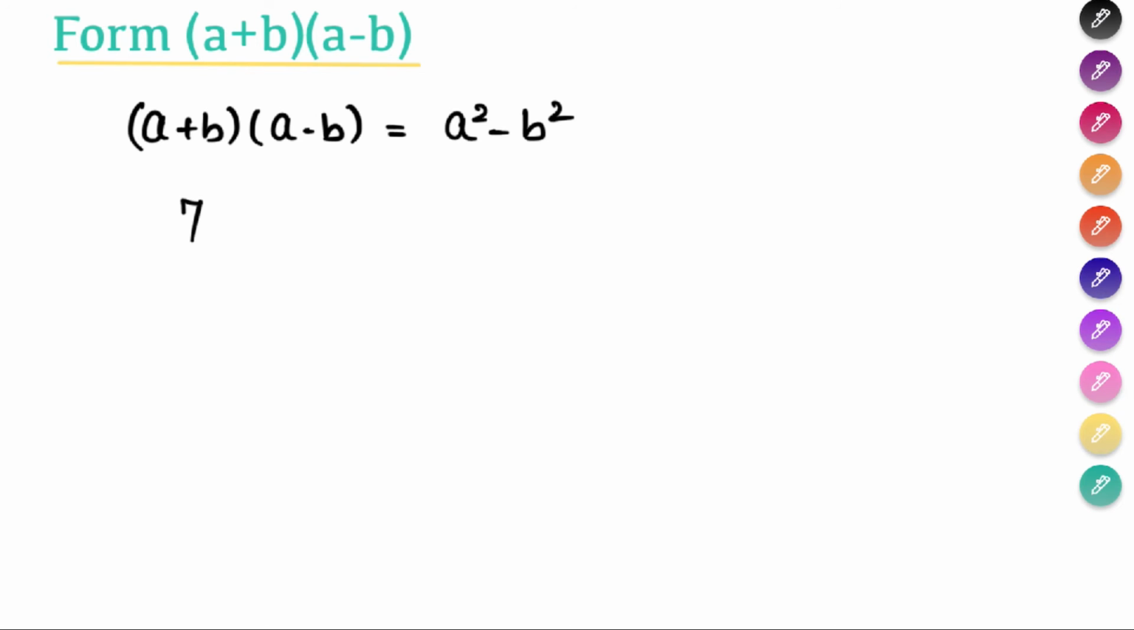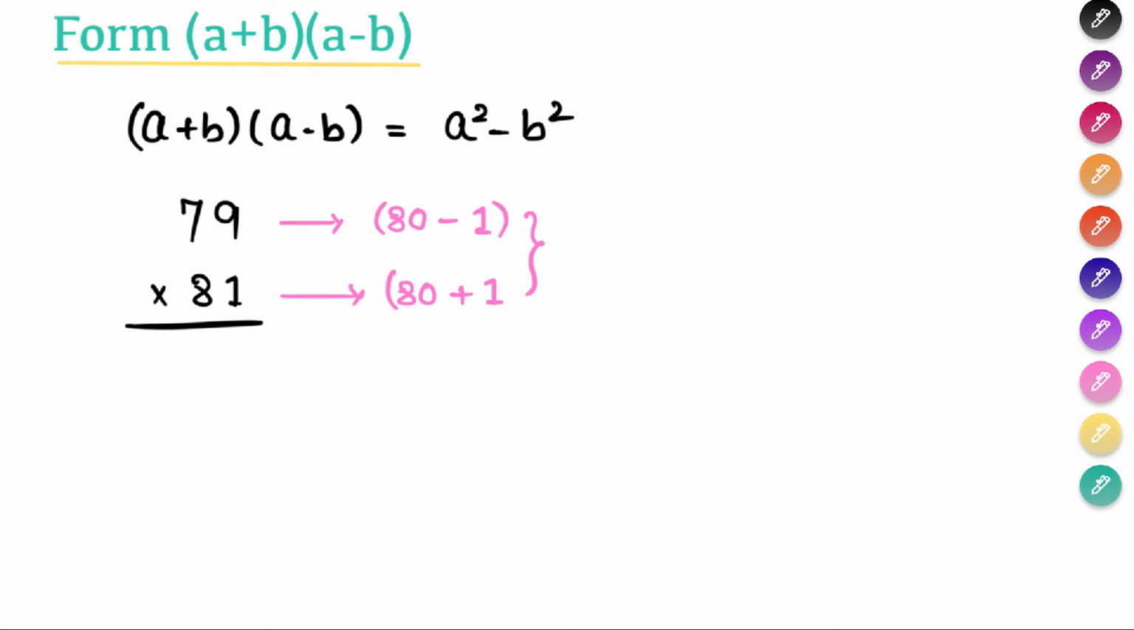Suppose you have to multiply 79 into 81. So you just have to observe over here that 79 can be written as 80 minus 1. Similarly, 81 can be written as 80 plus 1. Isn't this of the form a plus b into a minus b? And of course we are multiplying these two, right? So clearly it is in the form of a plus b into a minus b. So we can directly write it as a square minus b square. So the answer we can directly write as 80 square minus 1 square.